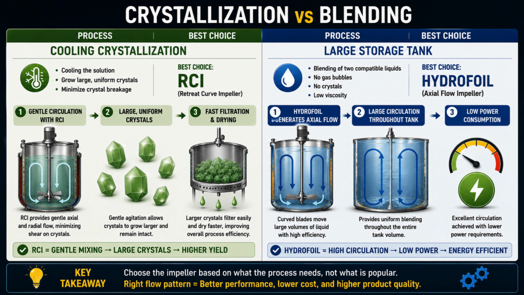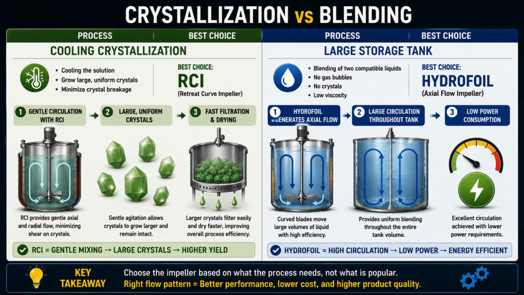During cooling crystallization, the objective is to grow large, uniform crystals. Too much shear can continuously break growing crystals into fine particles. These cause slow filtration and increased drying time. That's why engineers often select a retreat curve impeller, which provides gentle circulation while minimizing crystal damage.